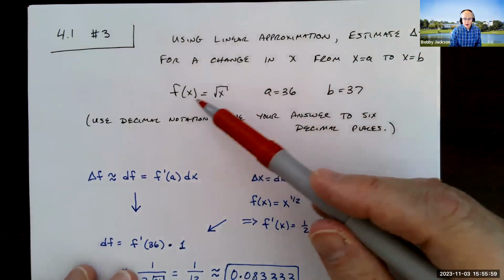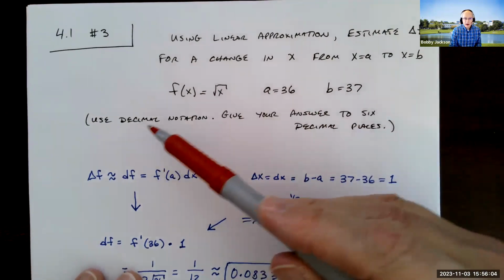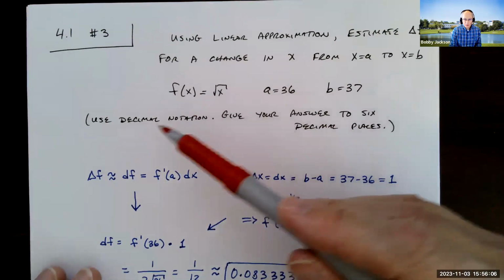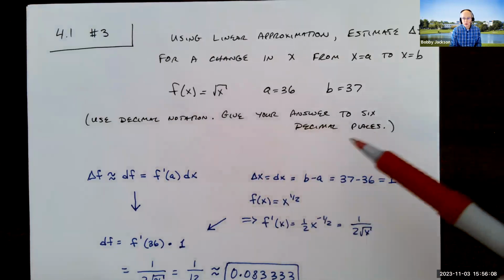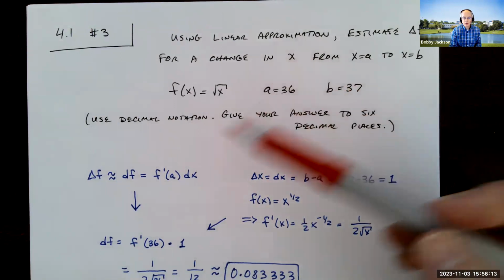Of course, the function we're given, f of x, is the square root of x. a is 36, b is 37. And in our answers, we're of course going to round our decimal answers to 6 decimal places in these questions. So the first is to do the approximation.